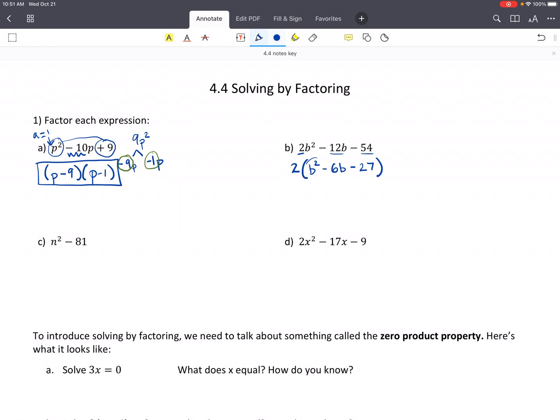And so now I'm going to factor everything on the inside of the parentheses. So I'm going to say what multiplies to negative 27 but adds to negative 6. Well, I know 9 times 3 is 27, and I know it has to be negative 9 because negative 9 plus 3 gets me the negative 6. And once again, because now I do not have a coefficient in front of my squared term in that parentheses, this 2 is just going to carry down. And now I can do b minus 9 and b plus 3.